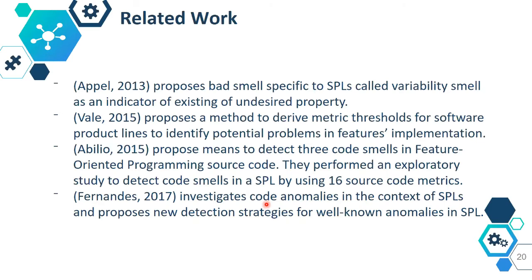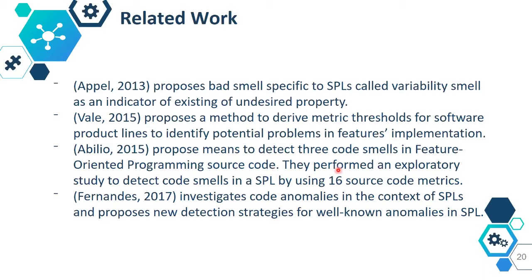We have in the literature many related works. Apel proposed bad smells specific to software product lines called variability smells, as an indicator of existing or undesired properties. Another work proposes a method to derive metric thresholds for software product lines to identify potential problems in feature implementation.